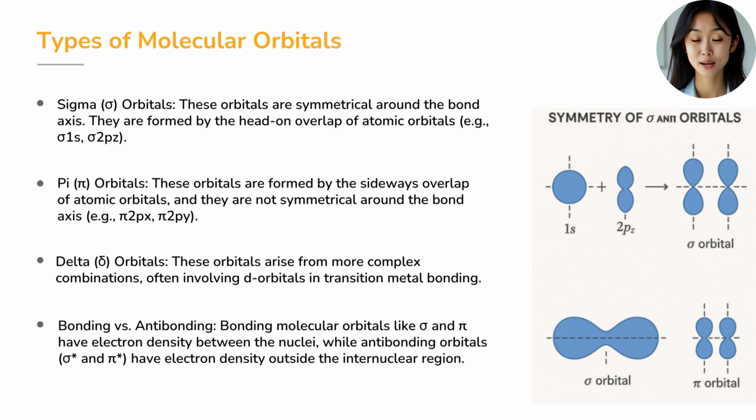For even more complexity, we have delta orbitals, which arise from more intricate overlaps, often involving d orbitals in transition metal bonding. Each of these orbitals influences how atoms interact, how much energy is required to break the bond, and whether the molecule will be stable or not.